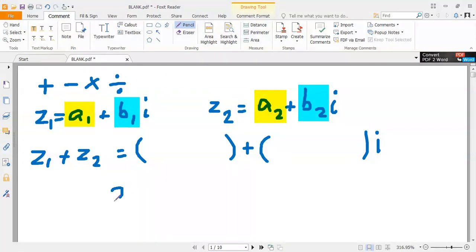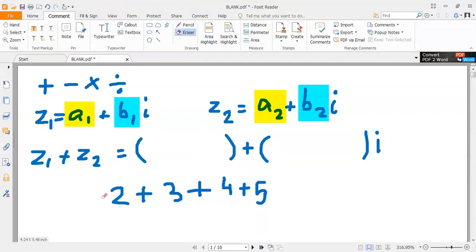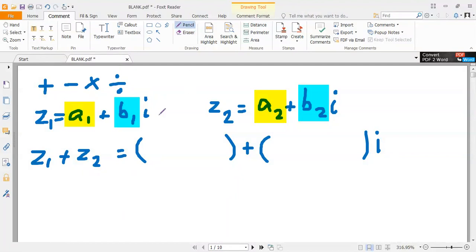It's like doing 2 plus 3 plus 4 plus 5. We just put them one beside each other and then we add them up. If we had put them one beside each other and added them up, we would have ended up with A1 plus B1I plus A2 plus B2I. The second step would have been making things more compact, and putting the real parts together. So that would have given me A1 plus A2.